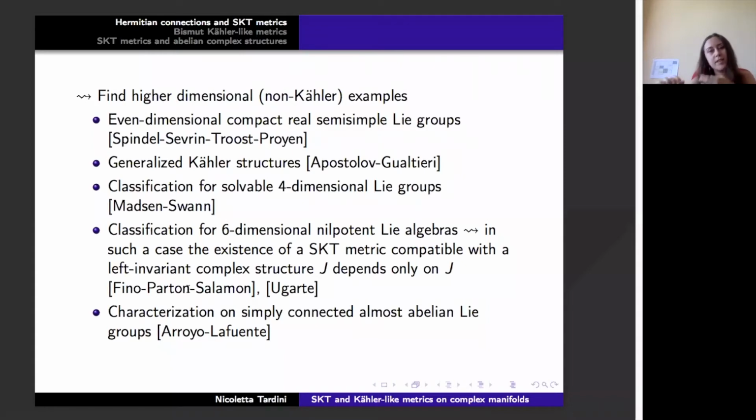It's interesting here because in the nilpotent case in dimension 6, the existence of SKT metrics does not really depend on the metric itself, but depends on the complex structure, in the sense that either all the metrics are SKT or none of the metrics is SKT. But this is true just in dimension 6 in the nilpotent case. For instance, already in dimension 8, the result is false. And there is a classification in dimension 8 due to Latorre, Ugarte and Villacampa. Also in the solvable case, in any dimension, there is an interesting characterization for the existence of SKT metrics on simply connected almost abelian Lie groups, due to Arroyo and Lafuente. Almost abelian Lie algebras are just Lie algebras with a codimension 1 abelian ideal. So they characterize the existence of SKT metrics, in this case, in terms of algebraic data in any dimension.